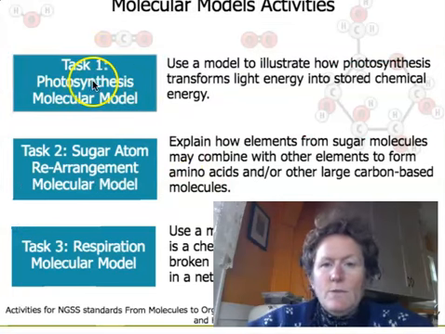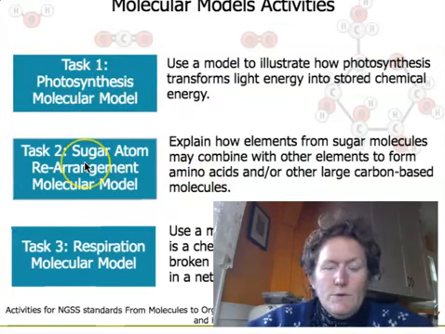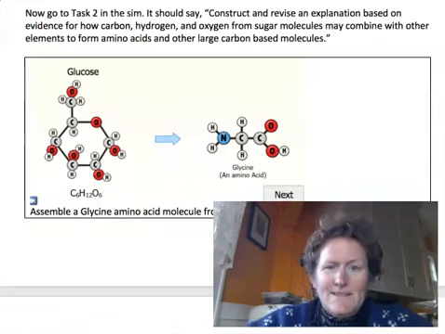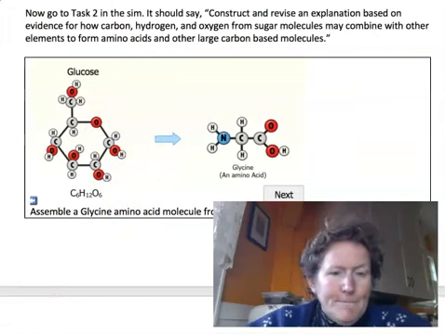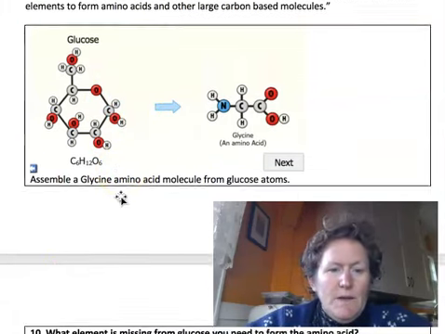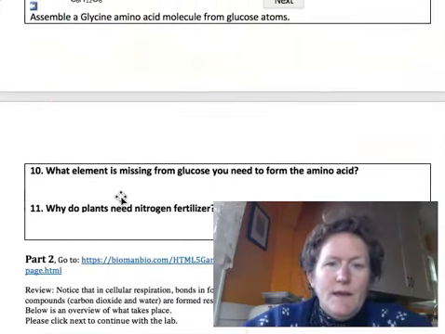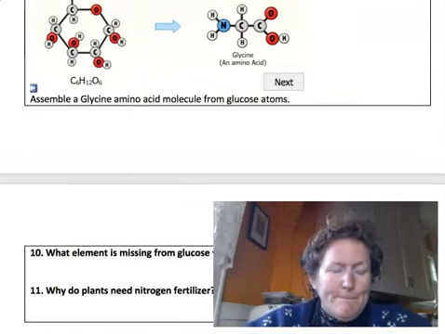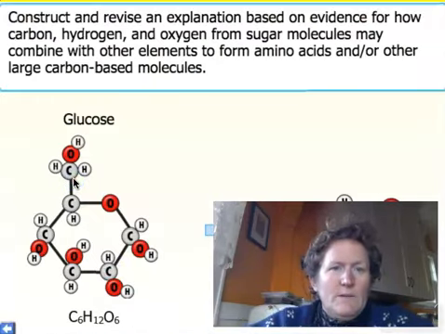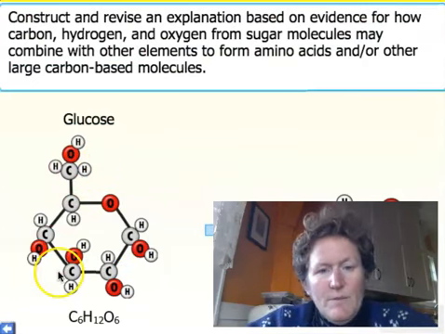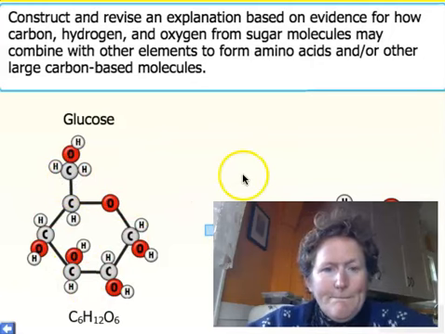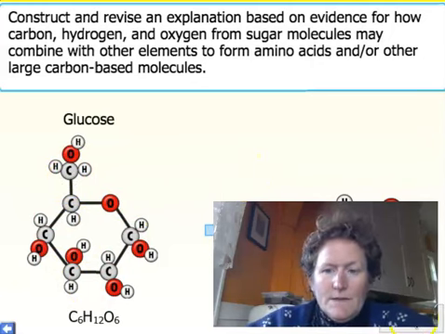That was task 1. Now we're going to start task 2. The questions for task 2 are on this part of the lab sheet. So you should be down here on questions 10 and 11 for part 2. So now we click on task 2, and we're going to talk about how we can rearrange the molecules in food to make amino acids.